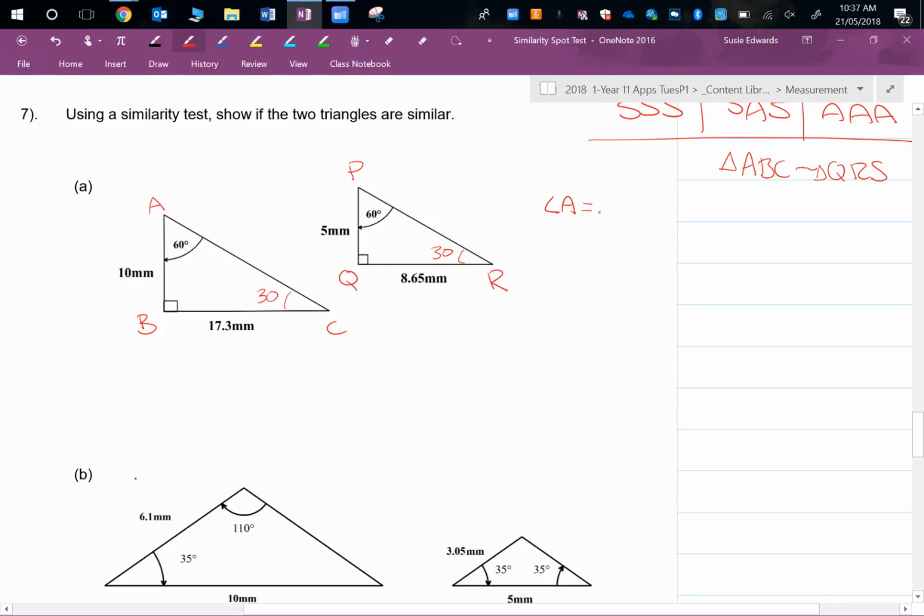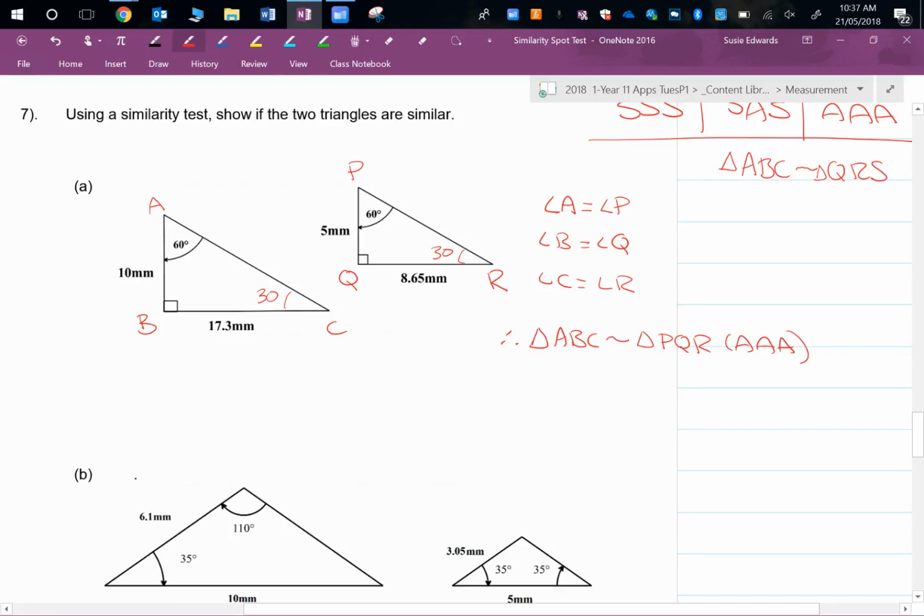You can use triple letters. Angle A is equal to angle P. Angle B is equal to angle Q. Angle C is equal to angle R. Therefore, triangle ABC is similar to triangle PQR. Angle, angle, angle. That's one way of answering it.